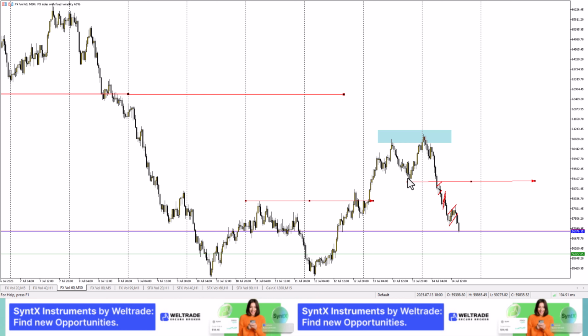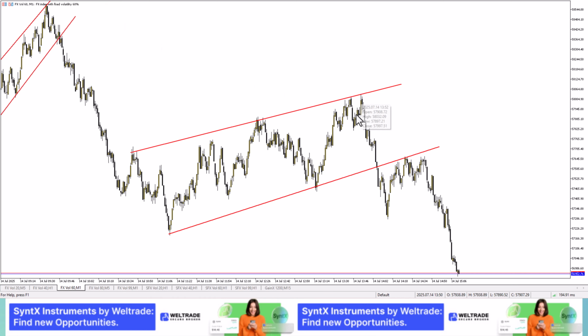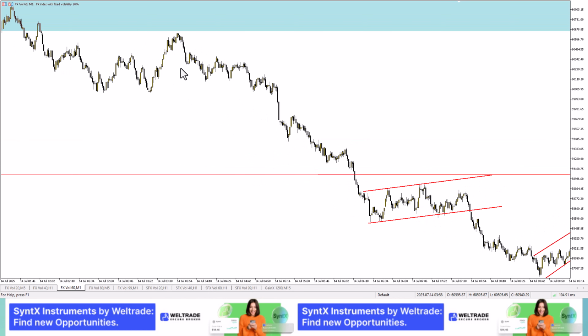Here we are on the M30, and you see that this is a very clear downtrend. If it is a very clear downtrend right now, you have to move to the M1. On the M1, you are looking for very simple things. You don't want to complicate your life.